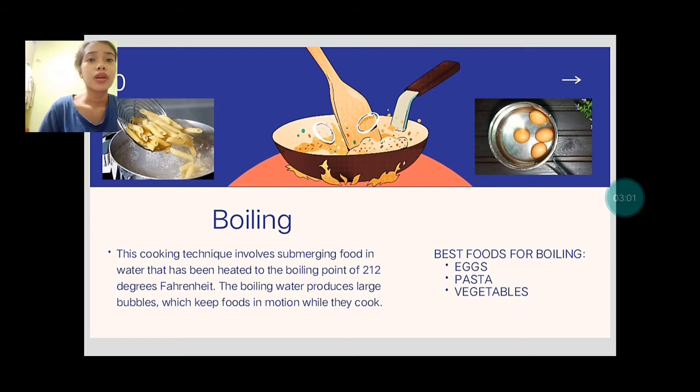So, pamuluto taog nilagang itlog, ginapabukalan ang tubig, and then magluto ang itlog. So, it's what we call magnilaga. Another one is cooking pasta for spaghetti. So, ginapabukalan ang tubig, and then ibutang ang pasta, and then para siya maluto. So, that is what we call boiling.